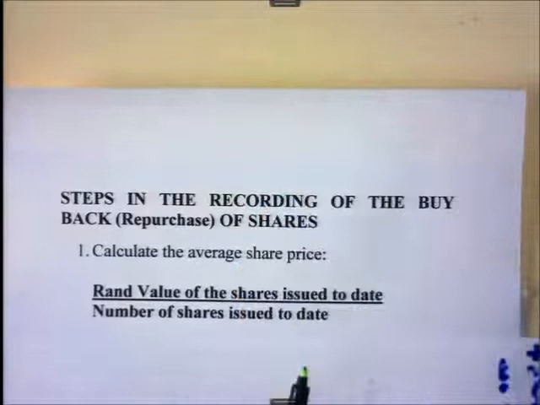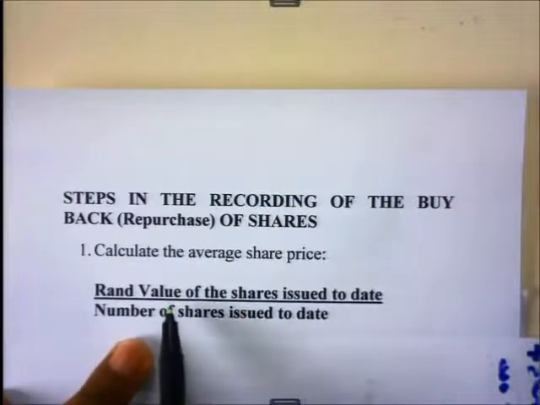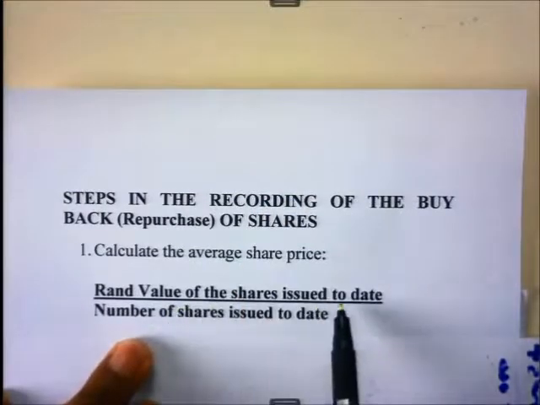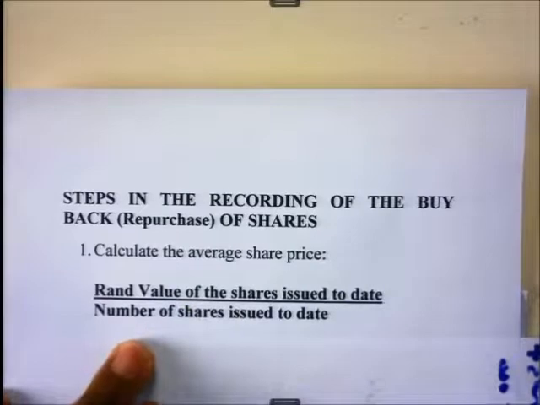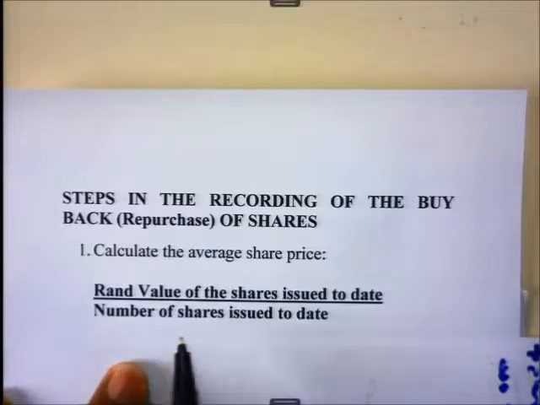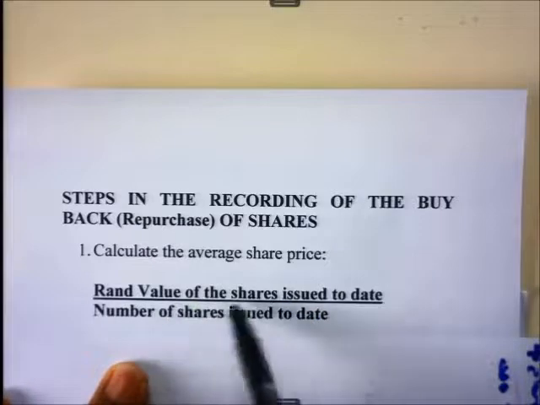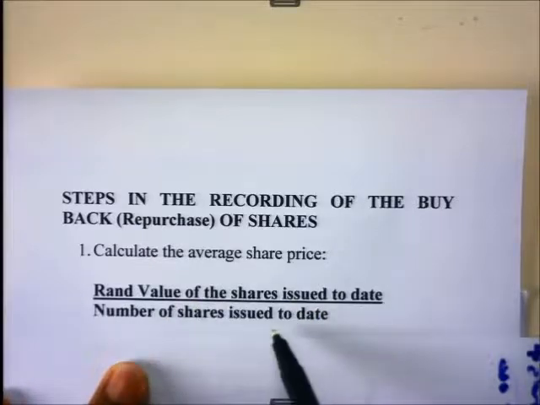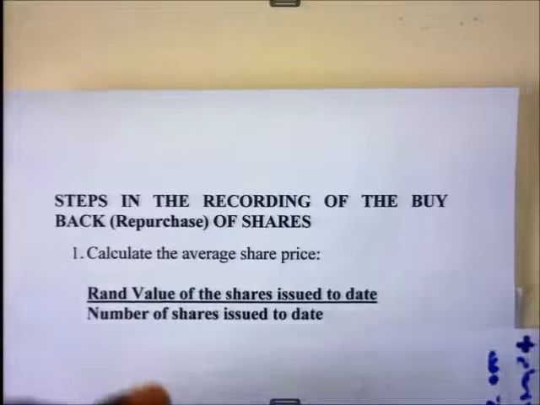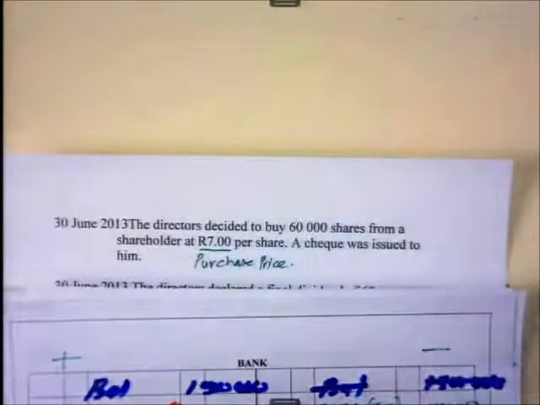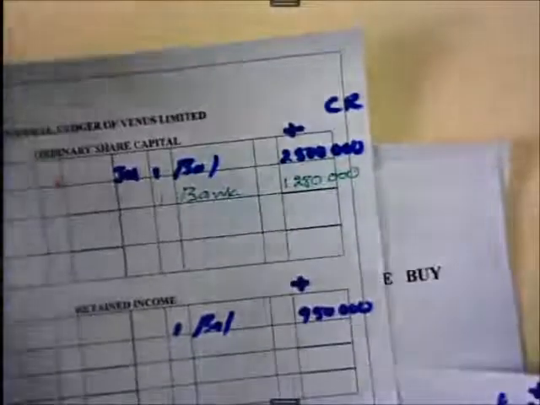The average share price is the rand value of the shares issued to date, up to the date of purchase, divided by the number of shares issued to date, which means the value of shares over the number of shares issued. Right. Now, what is the value of shares? We can simply get those from our ordinary share capital account.